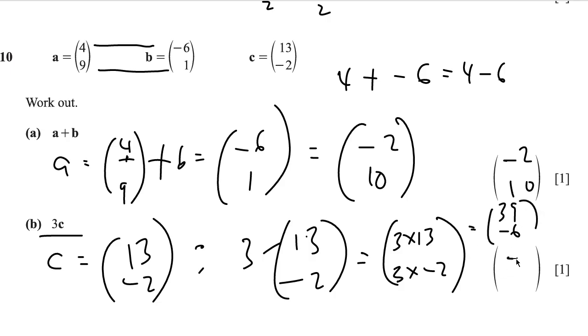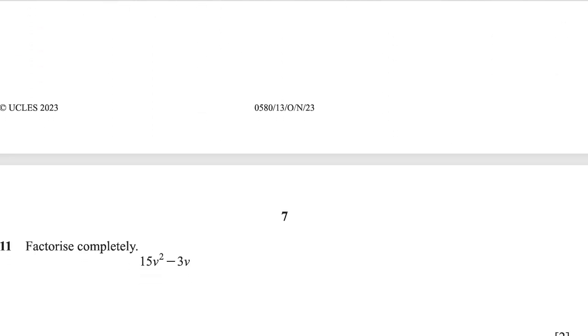So what we're going to have here is, sorry, let me clean that up, not negative 39, right? So we're going to have 39 and negative 6. 39, negative 6, okay, that's it. So that's the value of 3C. So when we're multiplying by a scalar, ensure that up and down, you multiply.